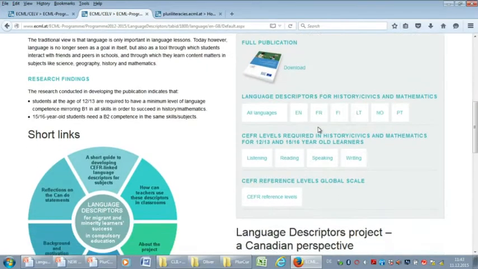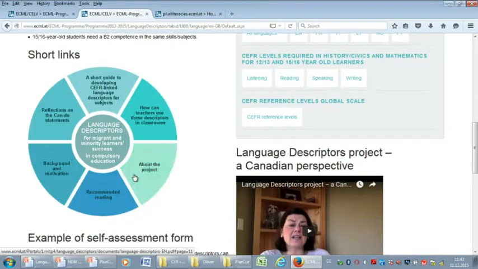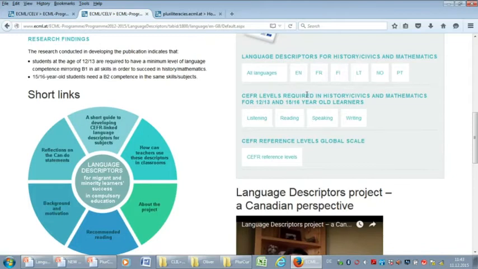But if you don't want to read the whole publication, you are perhaps interested in parts of it, you can go to this circle and focus on specific parts of the publication. In addition, up to the right, you can see, you can click on, there are, I think you have to go a bit further up. There are the language descriptors in 6 different languages.